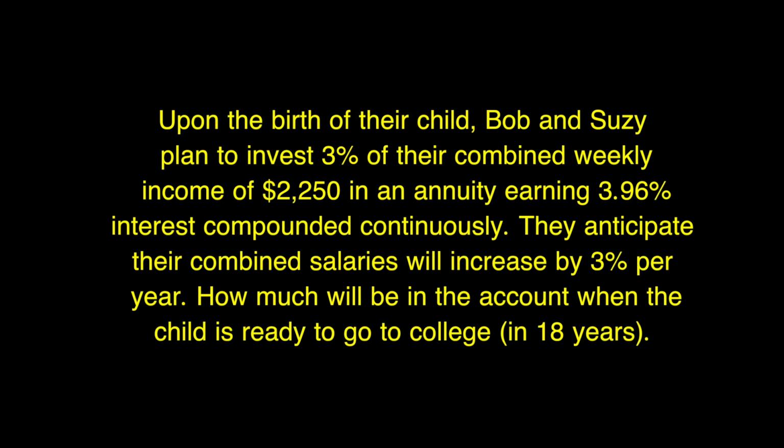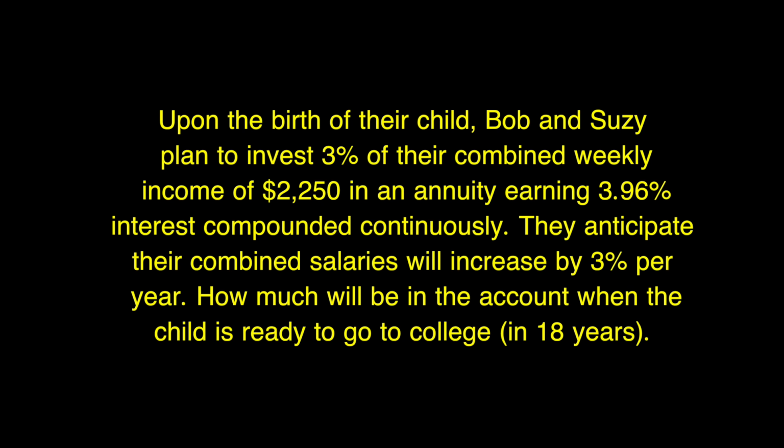There are the notes for Bob and Susie. On the birth of their child, Bob and Susie plan to invest 3% of their combined weekly income of $2,250 over the course of this child's life. They're going to invest it into an annuity that is earning 3.96% interest. They expect that their salaries are going to increase over time, so they're doing a good job, and they think that it's going to increase at a rate of 3% per year.